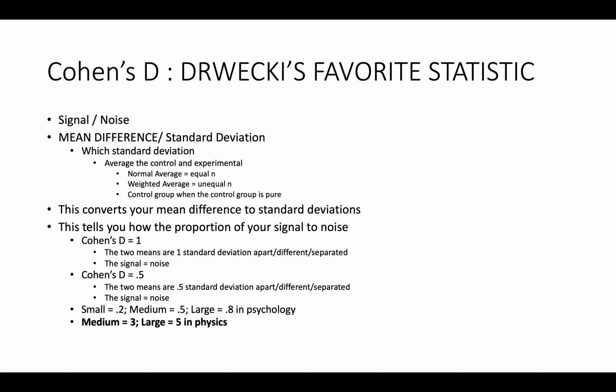Now, in order to do this calculation, you have to choose which standard deviation. You can do a normal average of both your standard deviations when you have equal n. So I can take the standard deviation from my control group and average it together with the standard deviation for my experimental group and use that as my denominator in the Cohen's d calculation. Or I can use a weighted average, which I'll explain at the end of this slide, which is when you have an unequal n. Or some people actually argue to just use the control group.